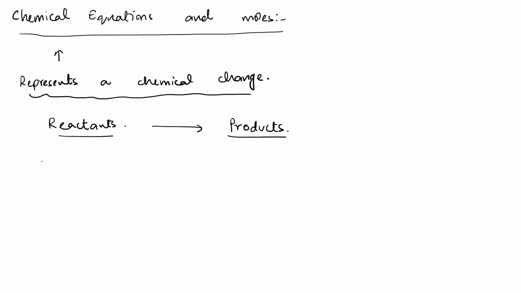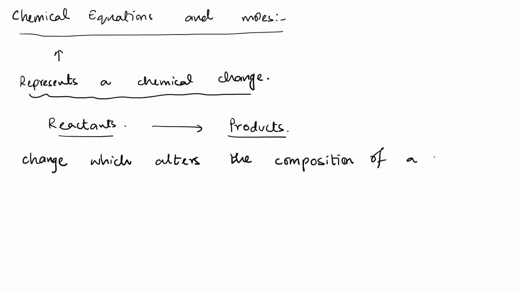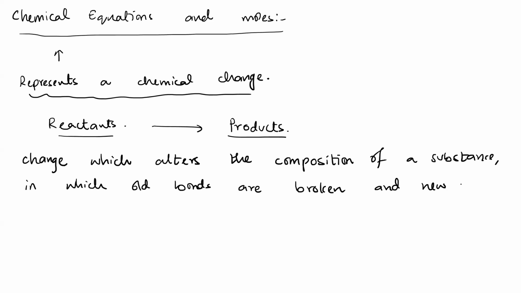Okay. Now what is a chemical change? So chemical change is a change which alters the composition of a substance, in which old bonds are broken and new bonds are formed. Now, what does that have to mean?